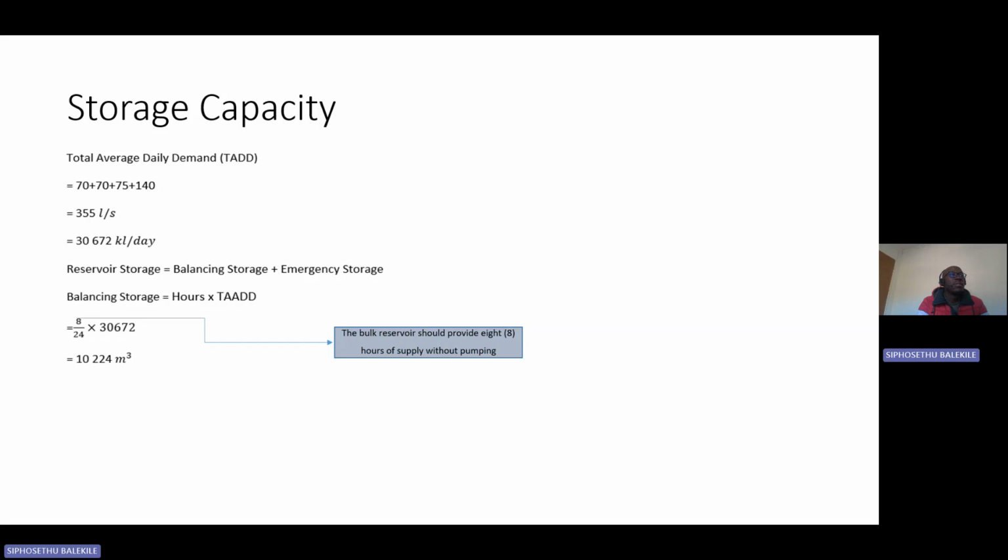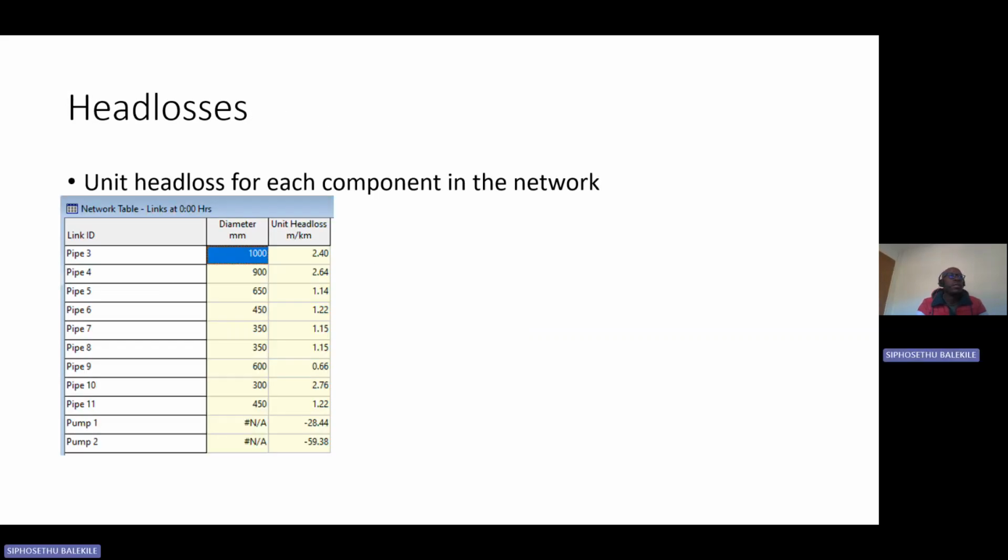And to calculate the balancing storage, we'll multiply the hours times the total annual average daily demand. And as you can see in the calculation below, 8/24, that's taking into consideration that the bulk reservoir should provide 8 hours of supply without pumping. And then that is multiplied by the total annual average daily demand to get the total storage. And then the next slide will be the head losses.